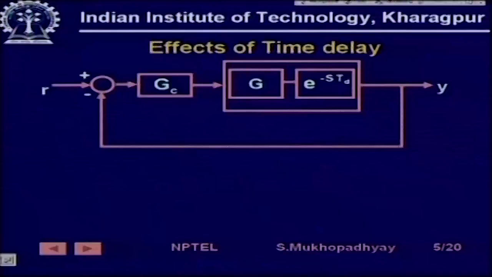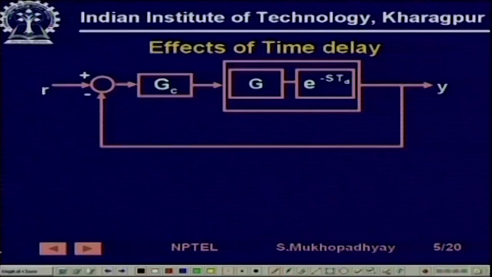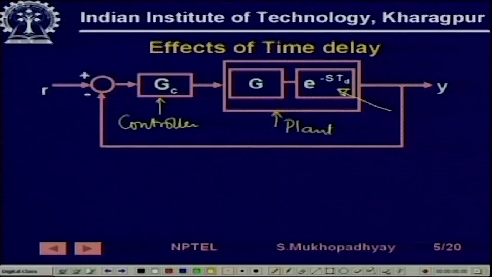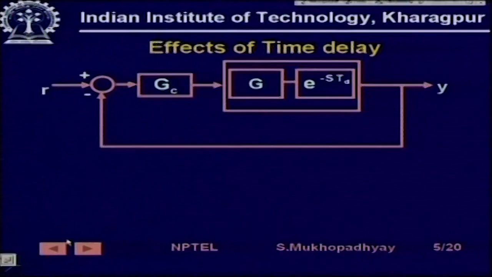Now let us analyze this phenomenon a little more technically. Here you have the standard process control loop. This is the controller, and this is the plant, and this is the delay that I am talking about, and this is a normal process control loop. So what happened? Let's look at what is the closed loop transfer function. So what's the closed loop transfer function?